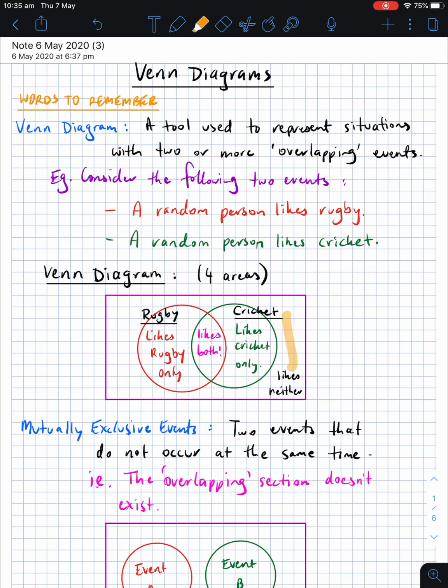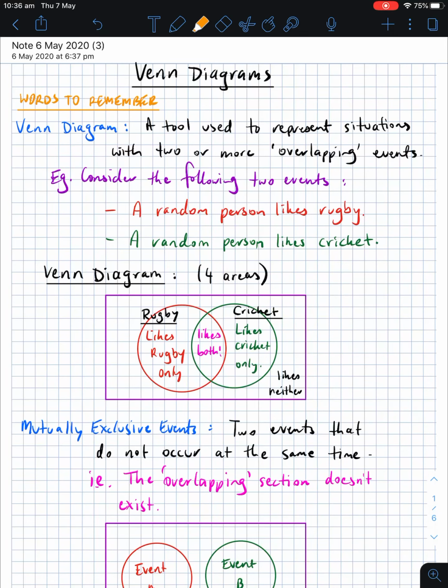The first region is the outside region, and that represents that they like neither sport in this case. You've got the red circle. The red circle represents liking rugby. So if you're in this circle, you like rugby. This green circle represents cricket. So if you're in that, you like cricket.